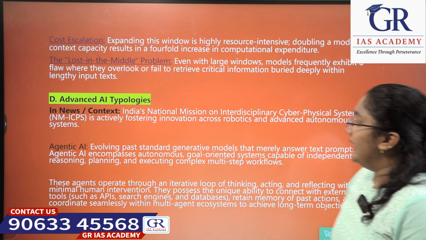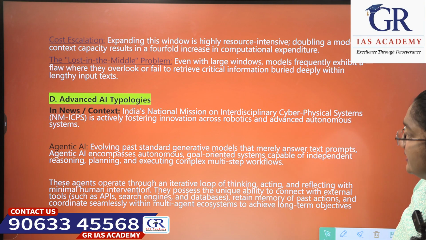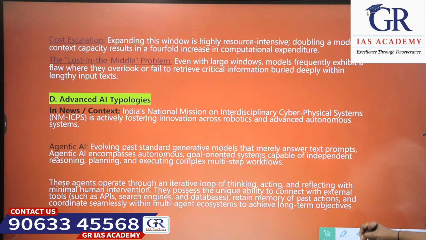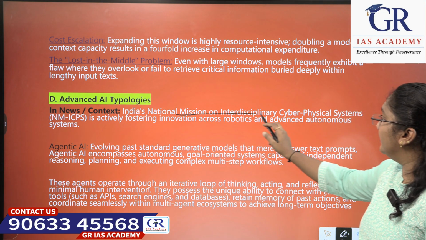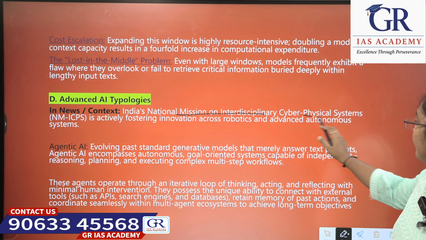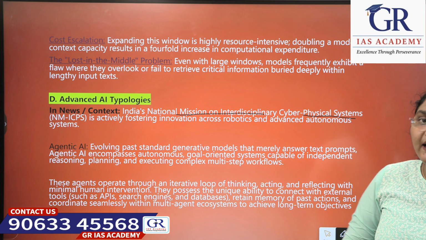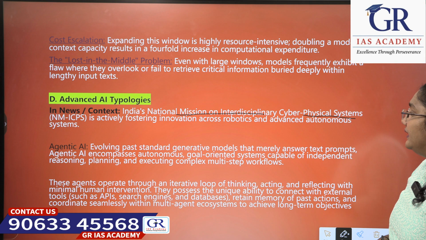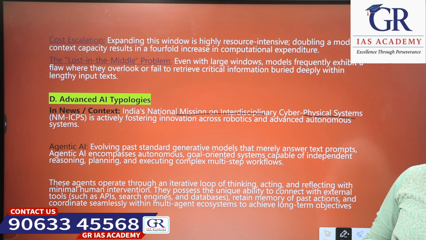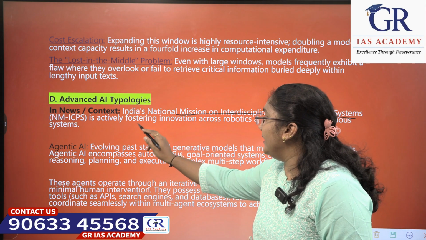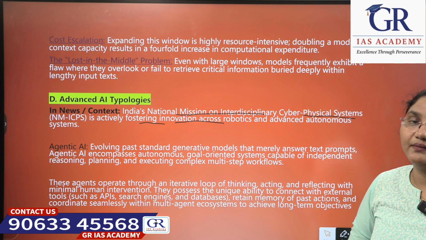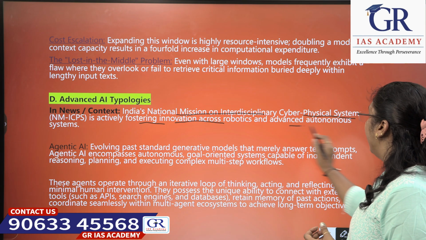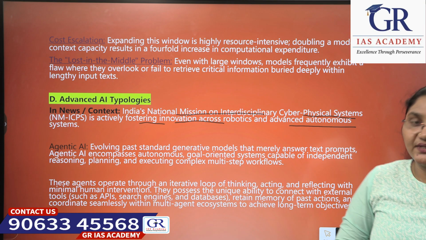Next is advanced AI typologies. Why is this in the news? We'll see. India's national mission on interdisciplinary cyber physical systems is actively fostering innovation across robotics and advanced autonomous systems.